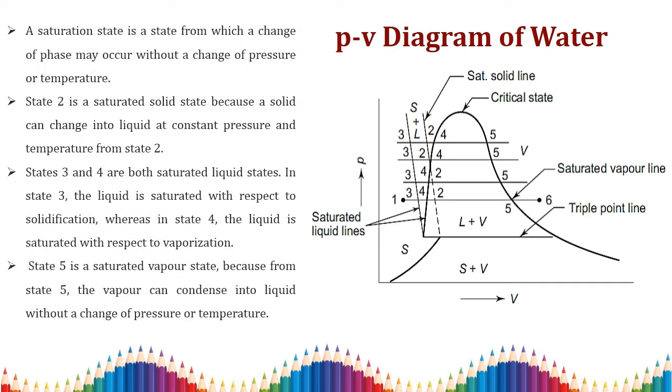Then we need to know about the characteristic curve. First, we need to know what is meant by the PV diagram of water. Here on the x-axis we have volume and on the y-axis we have pressure. Consider the processes 1, 2, 3, 4, 5 and 6. What is process 1 to 2? In process 1 to 2, the saturated solid is converted into liquid. This is your saturated solid point, and it converts into the saturated liquid line.